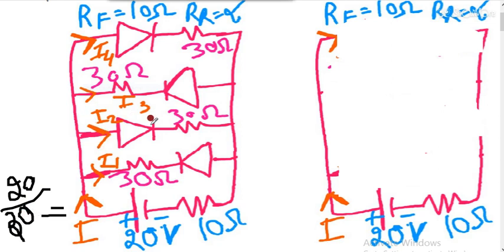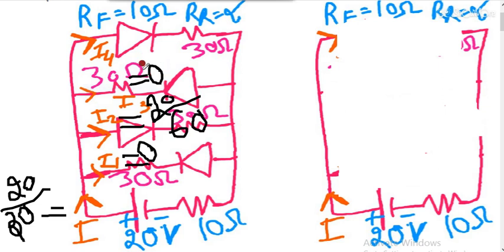Further, this is divided into two parts because I1 is equal to 0. This will be an open circuit. So I1 is equal to 0, but I2 is equal to half of this one. So half of 20 by 30 is 20 by 60. So the value of I2 is 20 by 60. Further, I3 will again be equal to 0 because this diode is again reverse biased. Then I4 is also equal to 20 by 60.